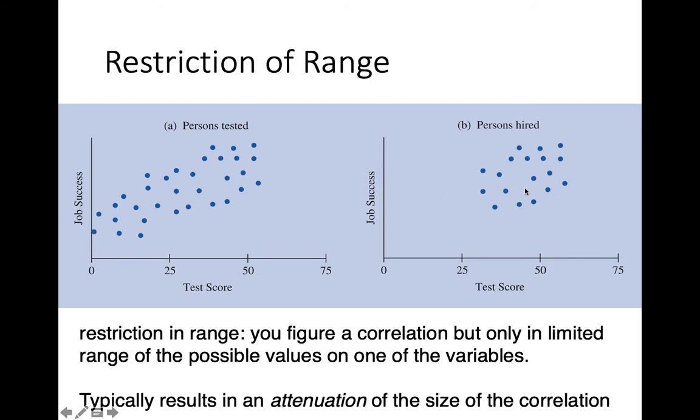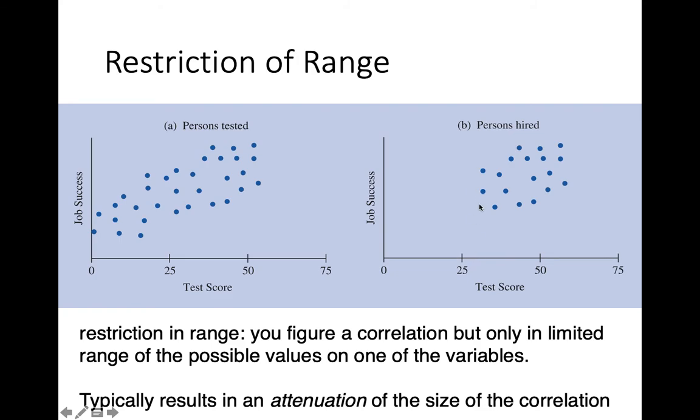And then, of course, middle values goes with middle values. So there's this nice, pretty clear, positive correlation between scores on the test and job success. What often happens is we end up with an attenuation effect. And this is due to a restriction of range on the test score variable, because we're going to limit our sample of people to those that got a good enough score on the test.